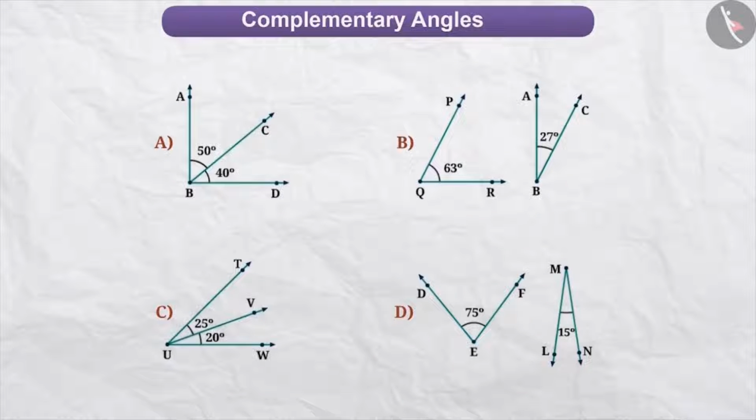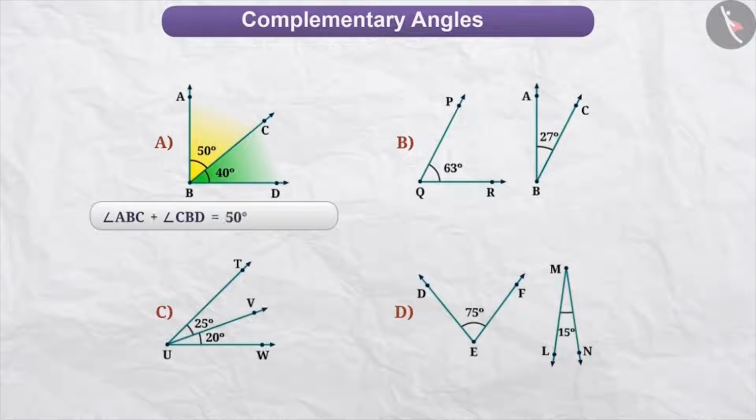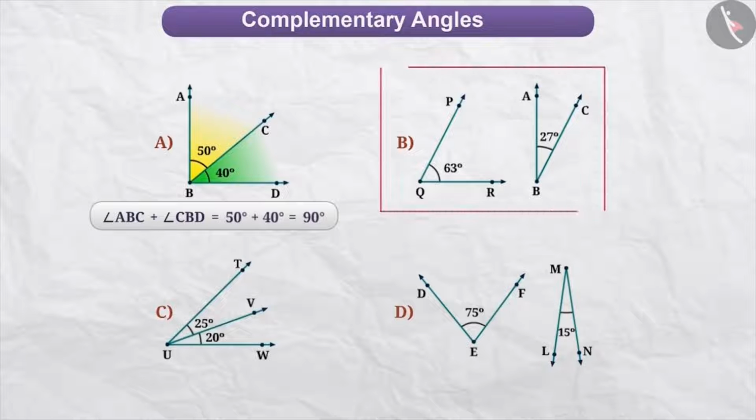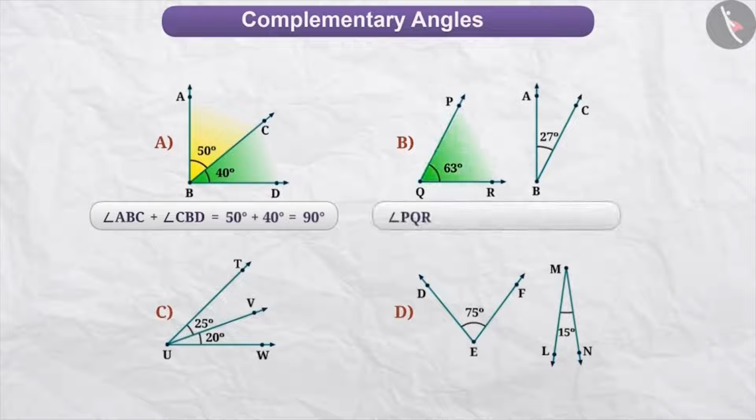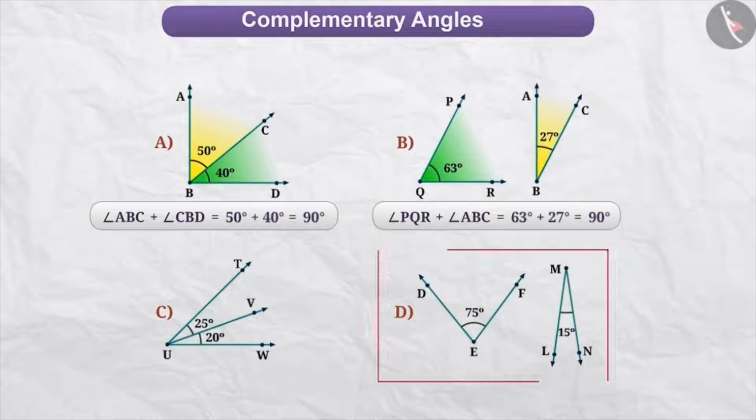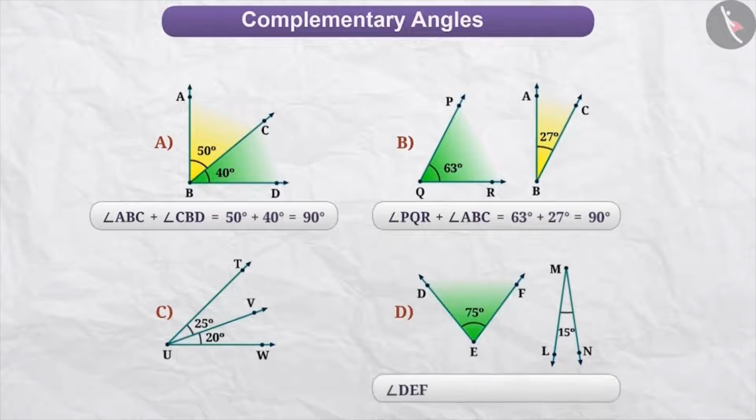Here, there are two angles in each figure. In the first figure, we see that the sum of angle ABC and angle CBD is 50 degree plus 40 degree is equal to 90 degree. In figure B also, angle PQR plus angle ABC is equal to 63 degree plus 27 degree is equal to 90 degree. Similarly, in figure D, angle DEF plus angle LMN is equal to 75 degree plus 15 degree is equal to 90 degree.